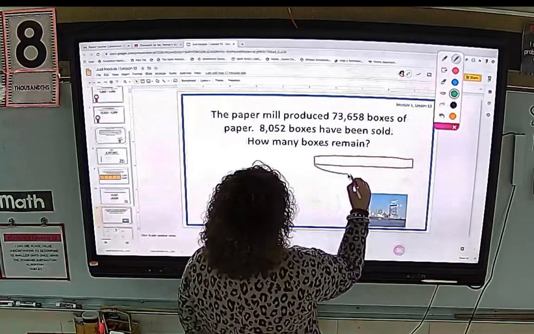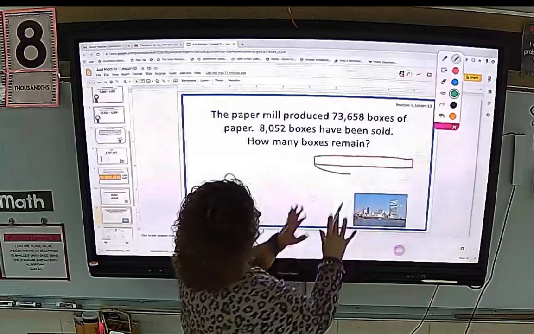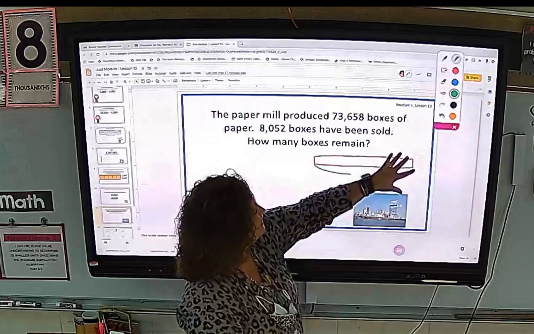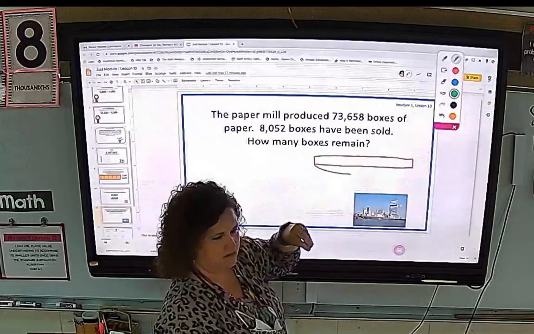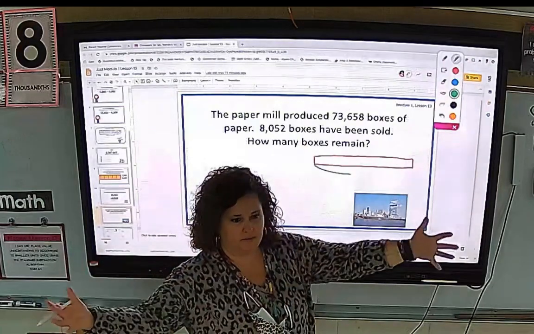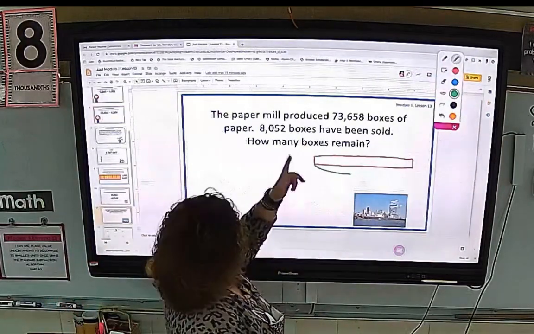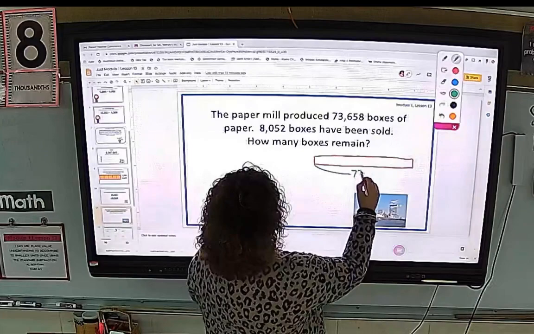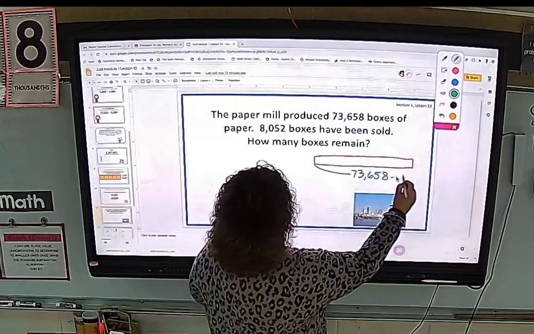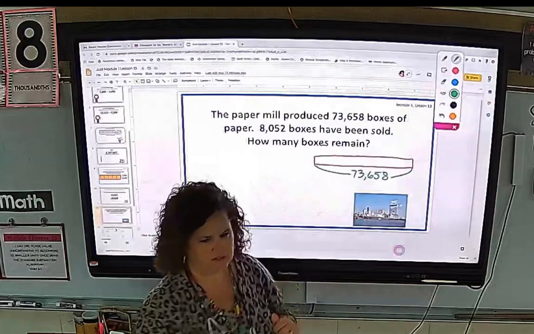I'm going to do it underneath just so there's more room. How many boxes of paper is this whole thing? Gage, how many would you say is? How many boxes did the paper mill start off with? 73,658. There you go. So this whole thing is 73,658.